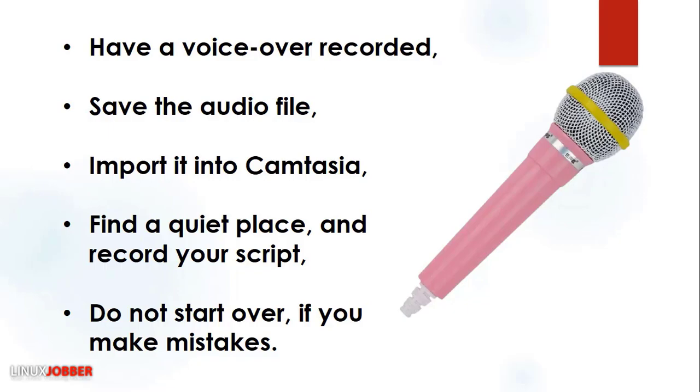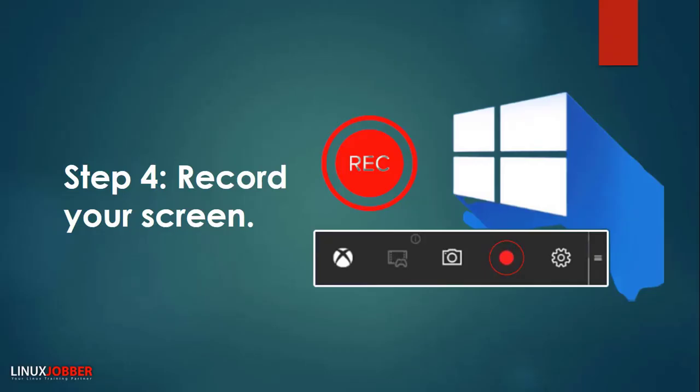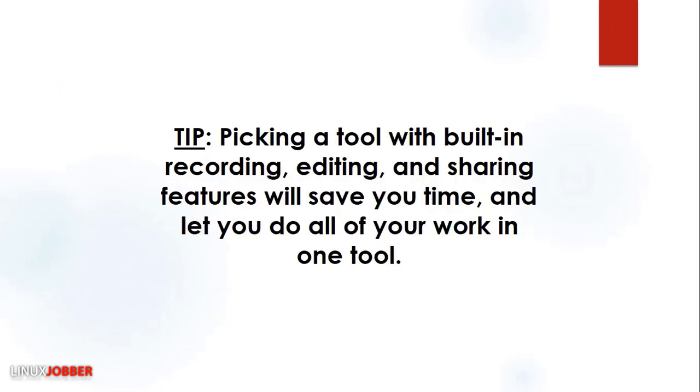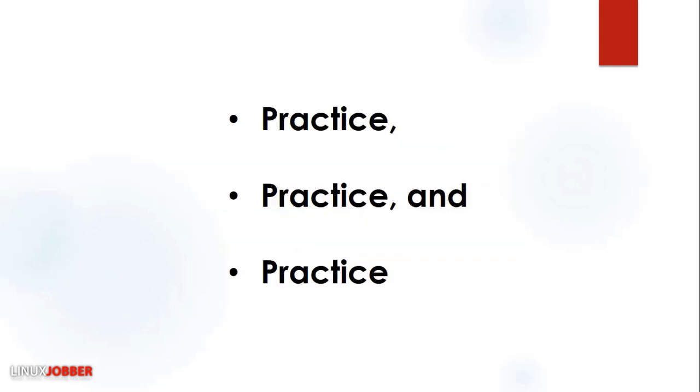Step 4. Record your screen. Start by cleaning up your computer screen and closing unnecessary applications. Turn off notifications that might pop up. The last thing you want after you record all your footage is to realize you have a blurry video. Tip: when you choose a screen capture or screencasting software, pick a tool with built-in recording, editing, and sharing features. It will save you time and let you do all of your work in one tool. Open the application you want to record and conduct a few practice walkthroughs of exactly what you want to show your viewers.